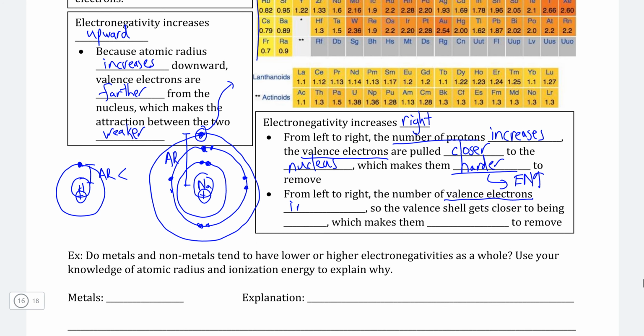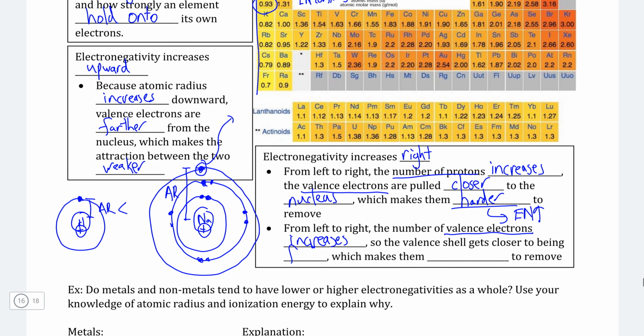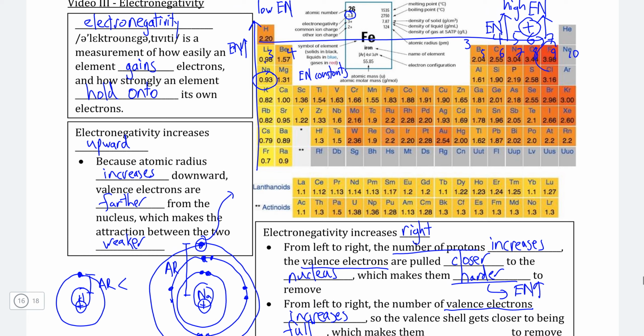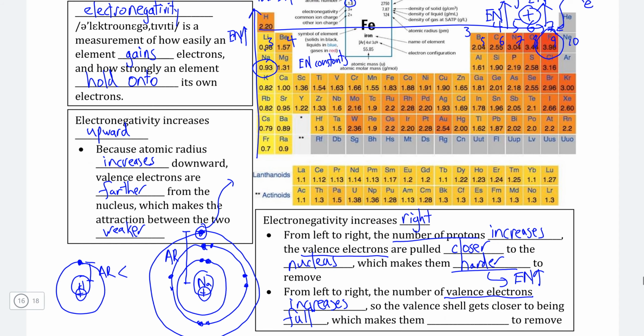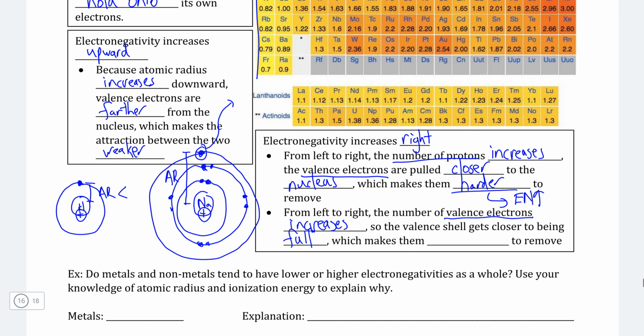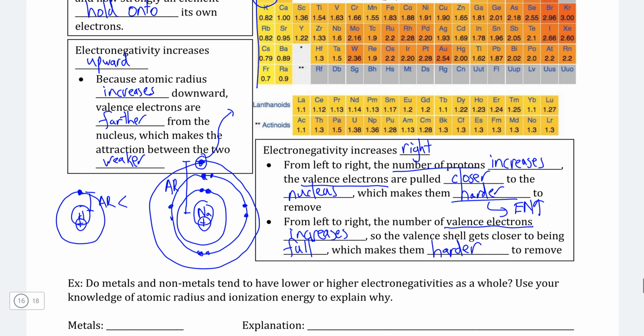So as the number of valence electrons increases within an element, the valence shell gets closer to being full, with the extreme case being fluorine, in that it is only 1 electron away from having a full valence shell. This probably means that fluorine is much, much better at gaining electrons than losing electrons, not only because its valence shell is very close to the nucleus, but also because it only needs 1 electron in order to have a complete octet, or a complete outer shell. And if a valence shell is very close to being full, that makes the electrons much harder to remove.